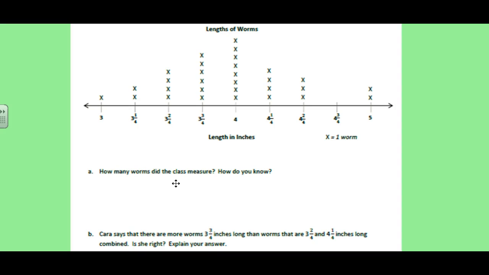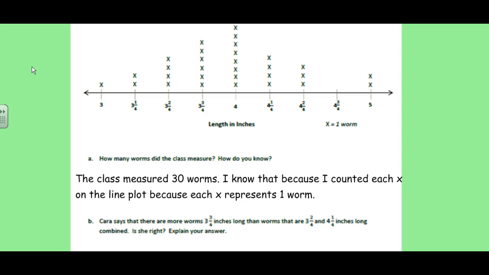So I want you to go ahead and count the X's and answer both parts of question A, and when you're ready to check it, you can push play. Okay, so you should have answered it by saying that the class measured 30 worms, and you know that because you counted each X on the line plot, and we know that each X represents 1 worm.